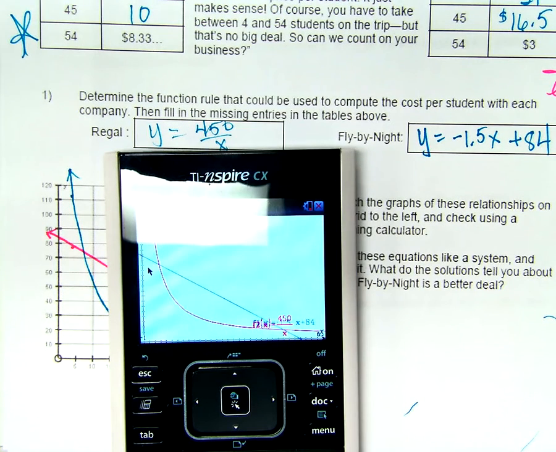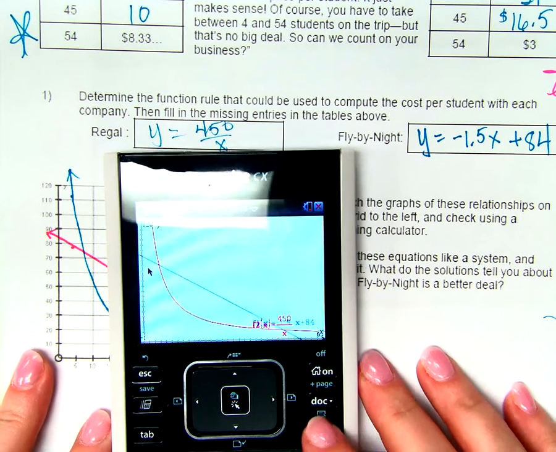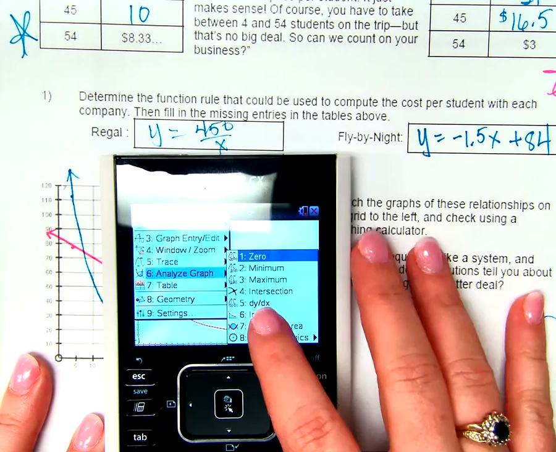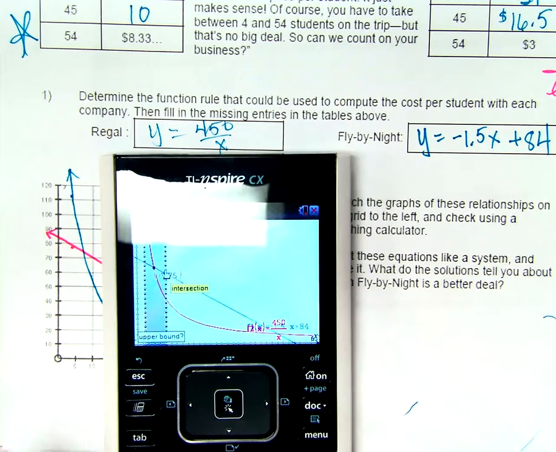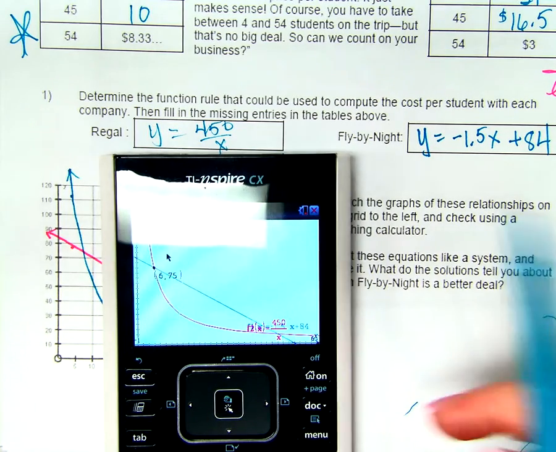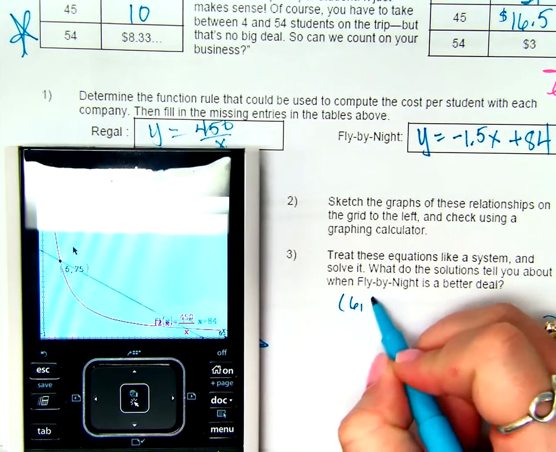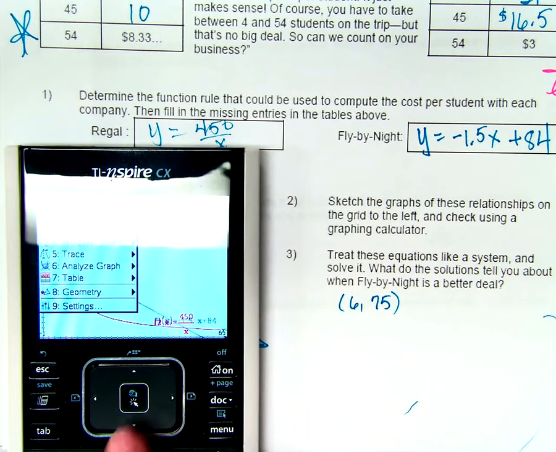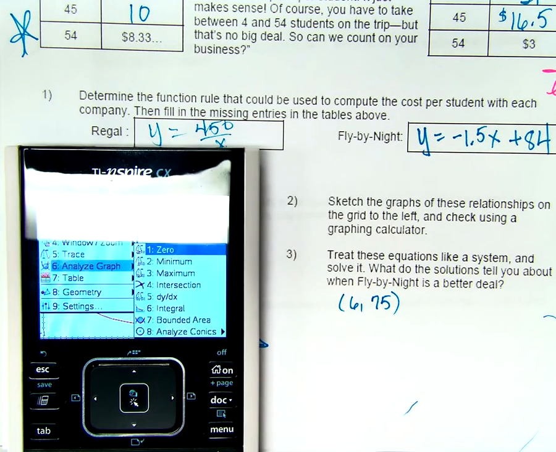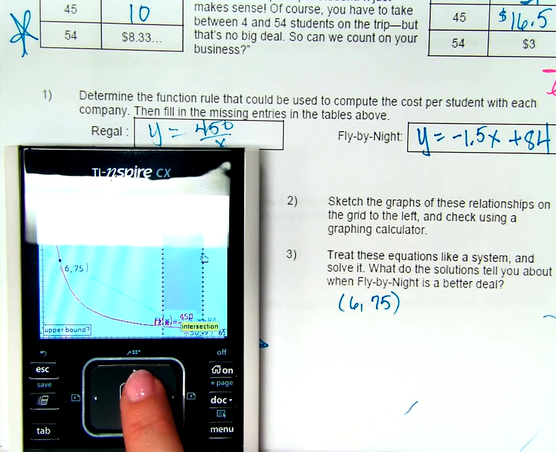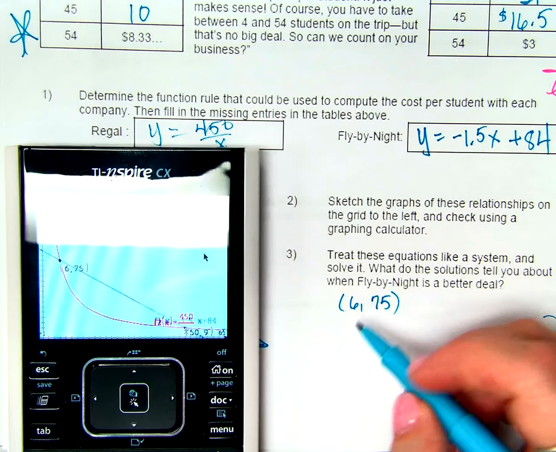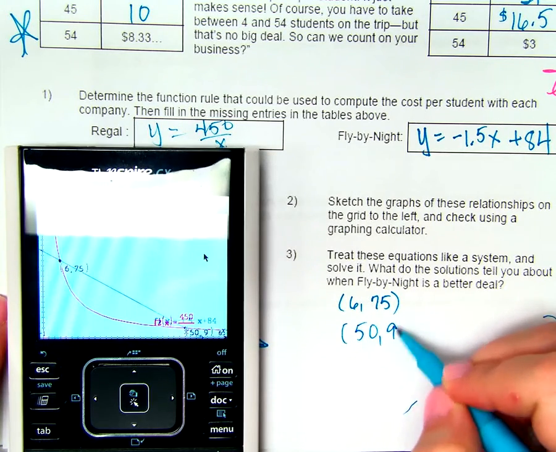But what could I do instead? Oh, I could use the calculator. Okay. Menu, analyze. I want to find the points of intersection. So I want this one first. That first point is what? 6.75. Menu, analyze, intersection. The second point is 50 and 9. Okay.